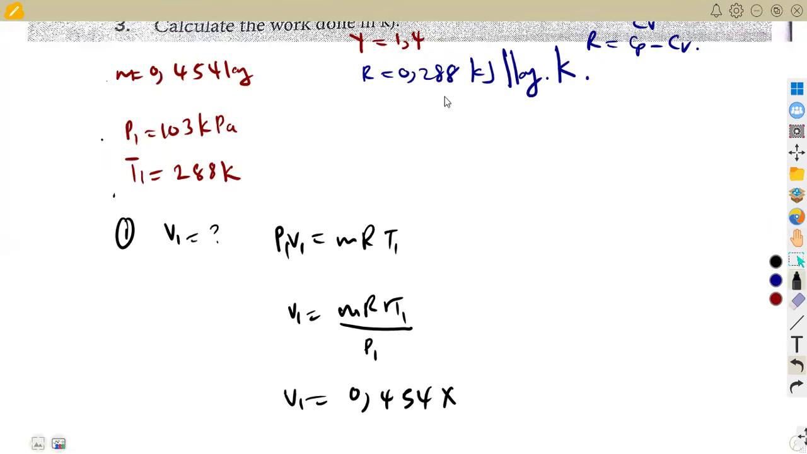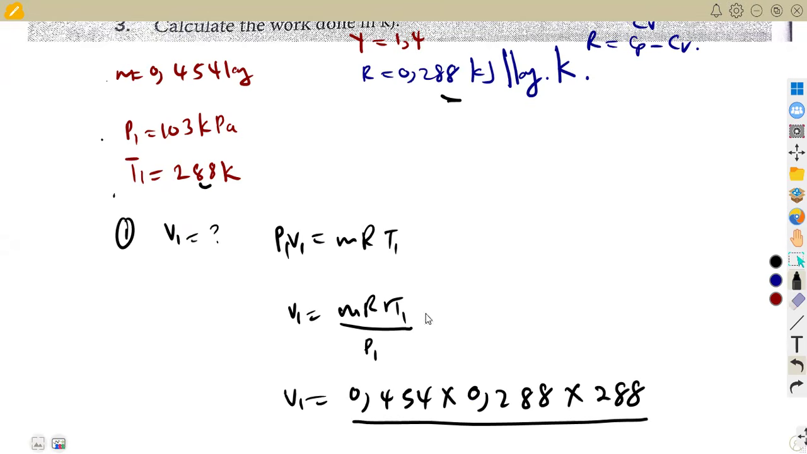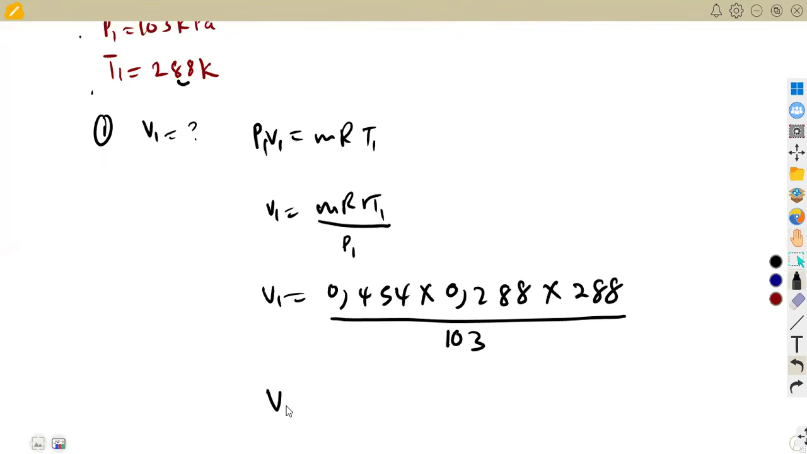0.454 times R for air, that's 0.288, times T1 initially, which is 288, everything over P1, 103. So this was going to give us the volume, right? The volume there will be 0.366 cubic meters.